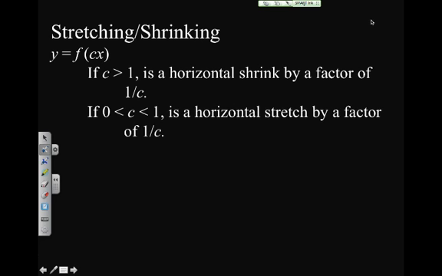When we talk about stretching and shrinking inside with the x, again, when we affect the x, everything works backwards of what we think. So if c is greater than 1, this is now a horizontal shrink. You have to be careful about that, by a factor of 1 over c, just like when the shrink occurred for the vertical. But this time, again, it works backwards. So now everything is 1 over c times as far from the y-axis. It's shrunk in left and right.